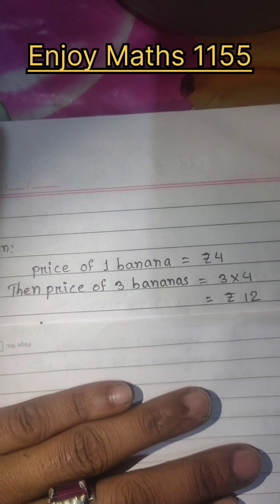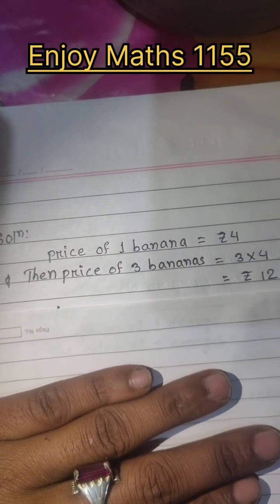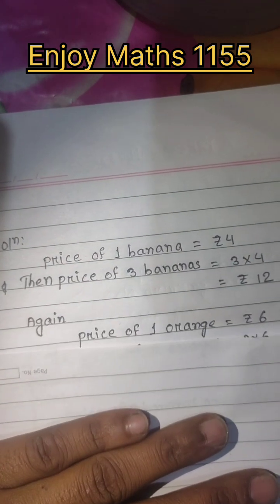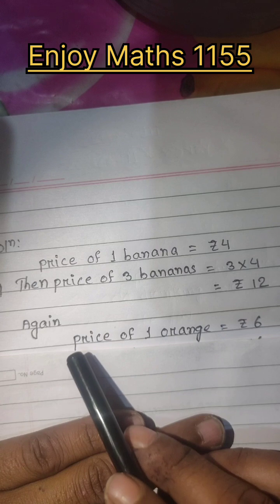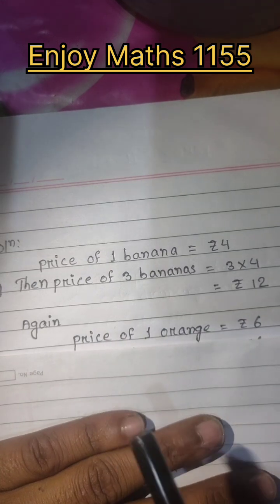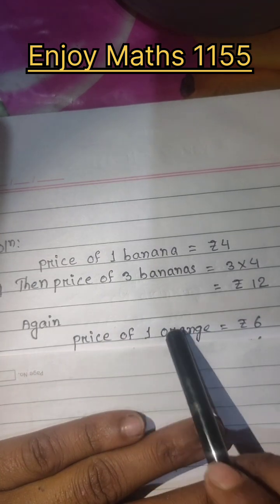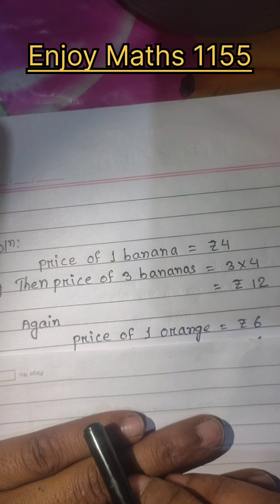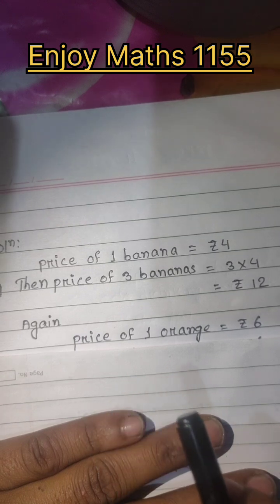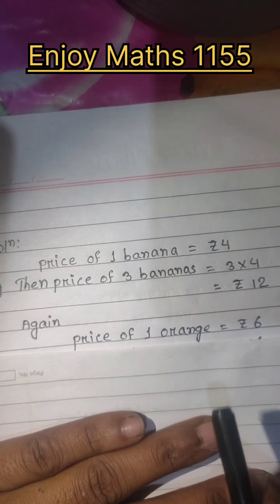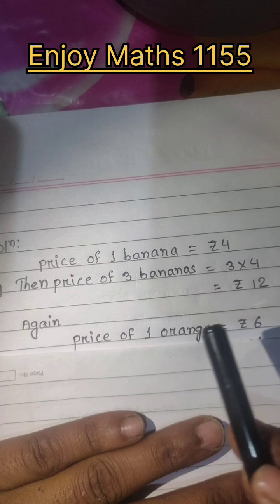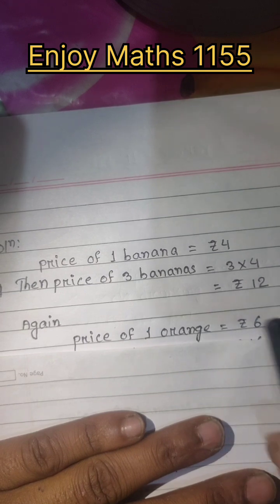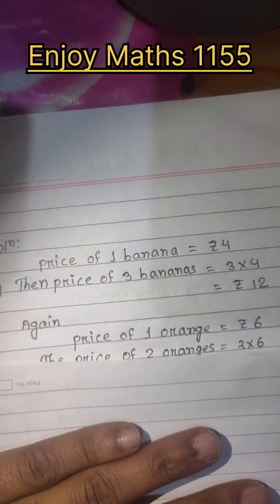Again the question has given the price of one orange. The price of one orange is 6 rupees. We have to find the cost of how many oranges? We have to find the cost of 2 oranges. That means if the cost of one orange is 6 rupees, we have to find the cost of 2 oranges.